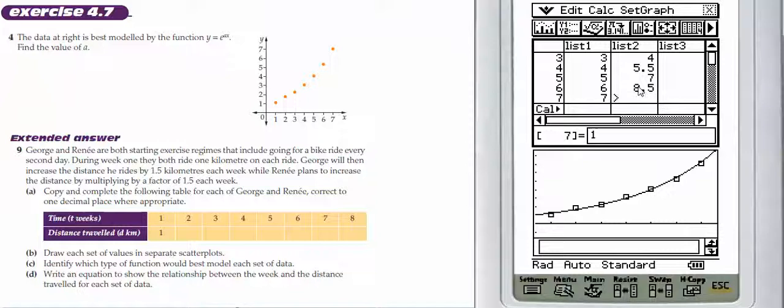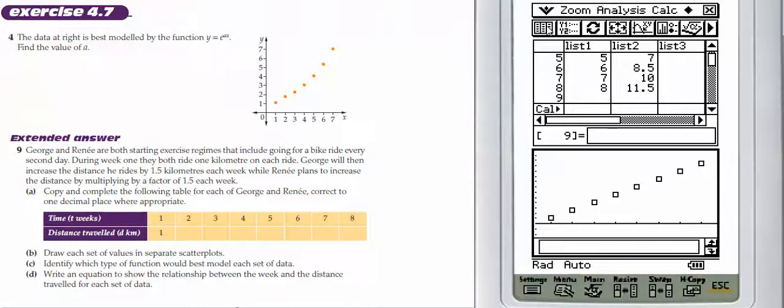He's going to have 10. He's going to have 11.5. He's increasing by 1.5 each time. And when I do a scatter plot, there's George's scatter plot. It's a straight line. It increases by 1.5 each week, therefore it has a gradient of 1.5. And in the first week it was 1. Sorry, it was 1 and 1.